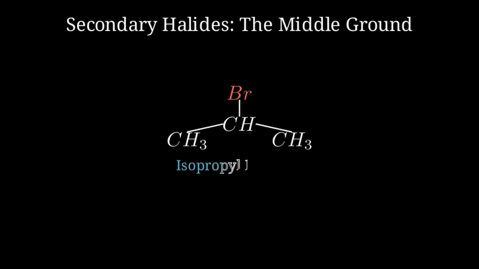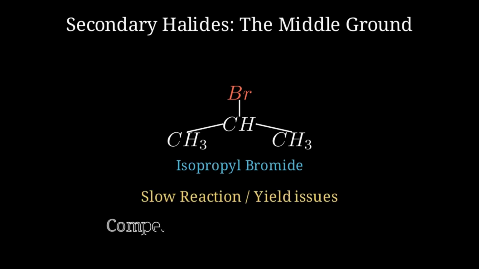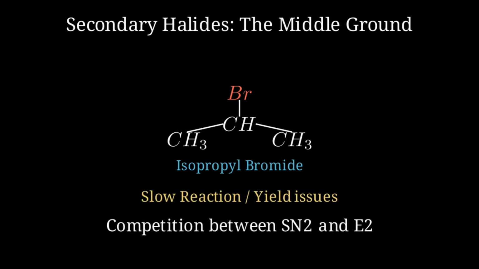While they can react, the reaction is significantly slower due to steric bulk, and there is often competing E2 elimination. This results in lower yields of the desired primary amine compared to primary alkyl halides.